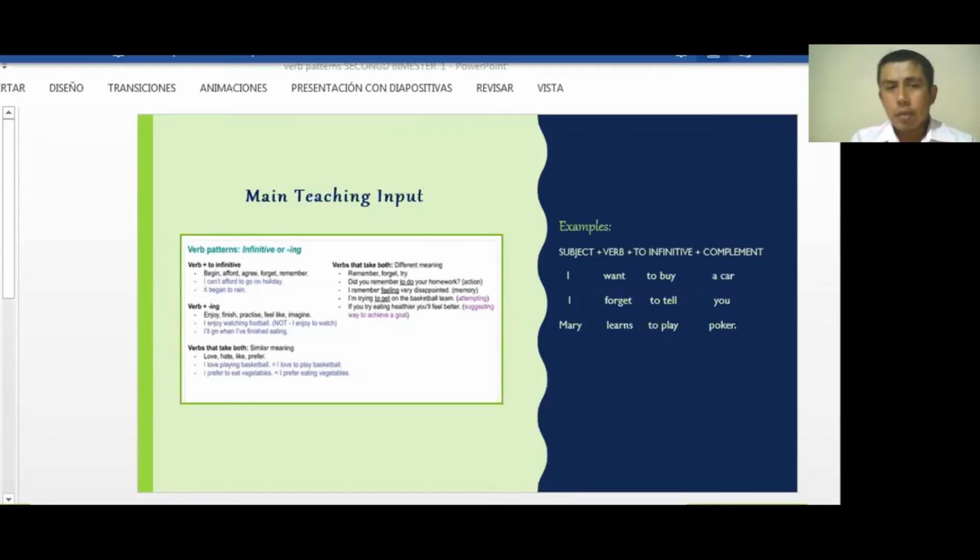The students and I check the examples and share them during the class. To end my teaching input part, we will conclude the class by reviewing the topic and assigning homework where necessary.